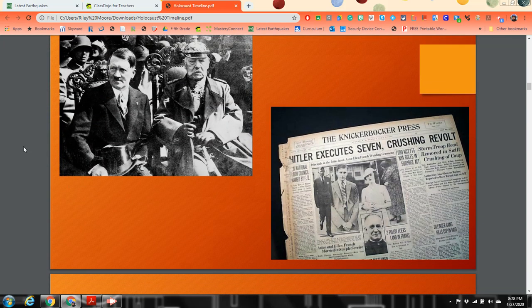Now, this is a picture of Adolf Hitler when he was coming into power. And beside him was the leader of Germany, who was losing his mind, if I've read correctly. So he easily pushed him out of power. Now, the Knickerbocker Press down here says, Hitler executes 7, crushing revolt. That was the result of the Night of the Long Knives, where he had people murder the 7 people who were, in his opinion, trying to overthrow his party.